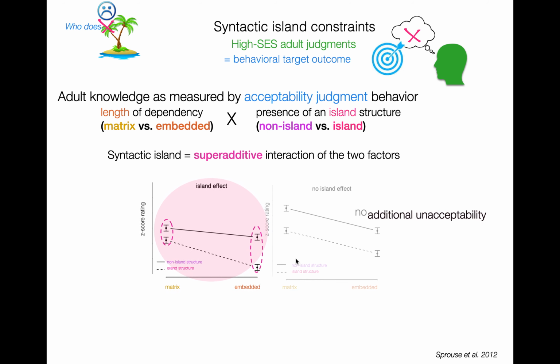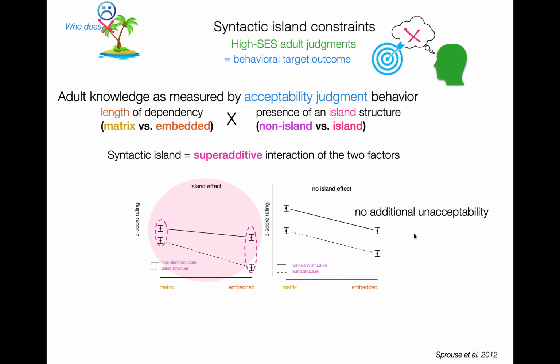And contrast this with an additive effect of these two factors. You like it a little less if it's an embedded dependency. You like it a little less if it's got an island structure in it, but it's exactly the amount you would expect if you just add those two factors together, matrix to embedded, non-island to island: parallel lines. There's no additional unacceptability.